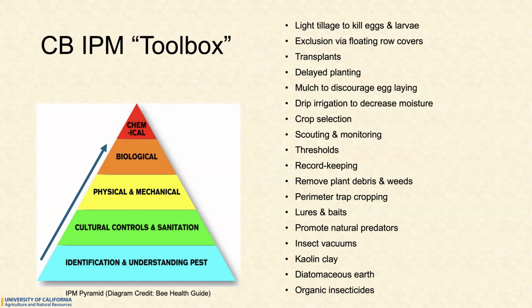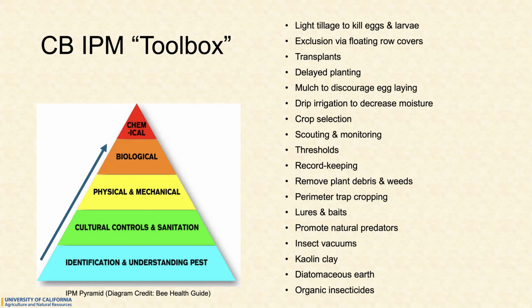I know this list is long. I'm going to read through it briefly because this is essentially the rest of my presentation here. I'm going to go into each of these in more detail. So at the top, one option, not saying you have to do this, but one option that can provide some level of control is light tillage that kills eggs and larvae in the soil. Another option is exclusion via floating row covers.